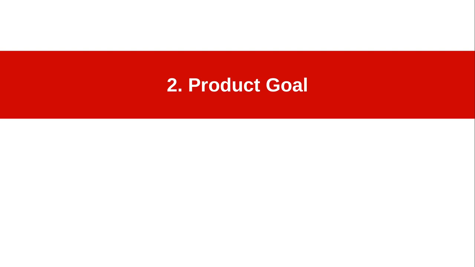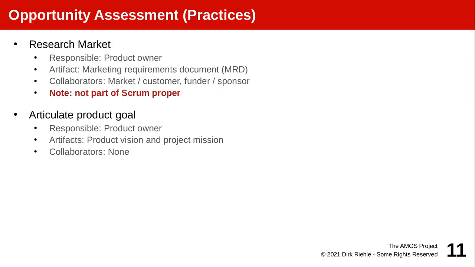So, product goal. In the Scrum 2020 guide, Schwaber and Sutherland introduced a product goal as something to drive and give meaning to the project or the product being developed. But let's take a step back here.